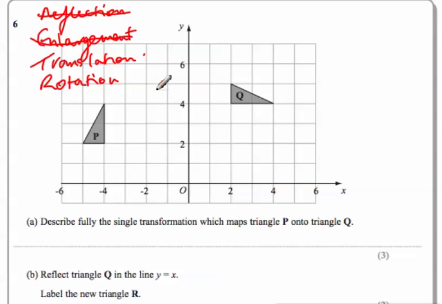Translation. Well, translation just means to move something, doesn't it? If we translate something, we don't reflect it, we don't rotate it, we don't enlarge it, we just move it.